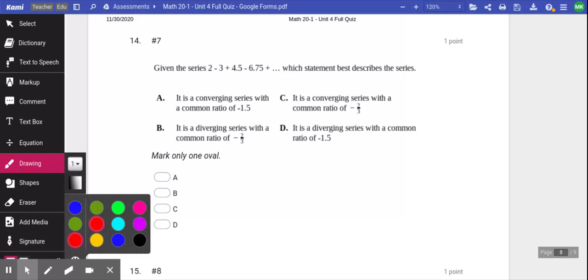Okay, let's start off with talking about 2 words. Converging, diverging.